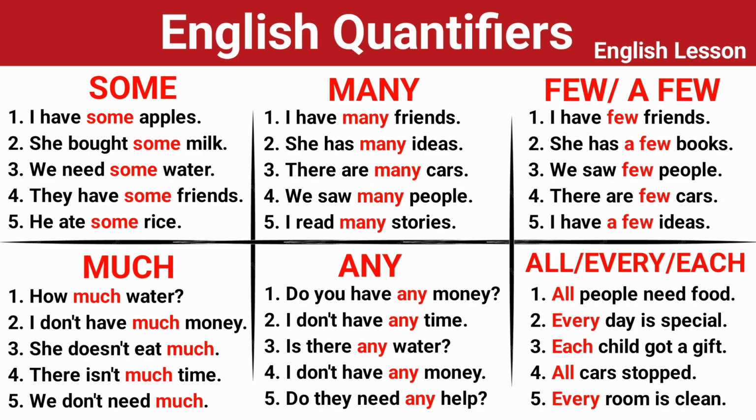Some means an amount or number that is not exact or specific. For example, I have some apples. She bought some milk. We need some water. They have some friends. He ate some rice.